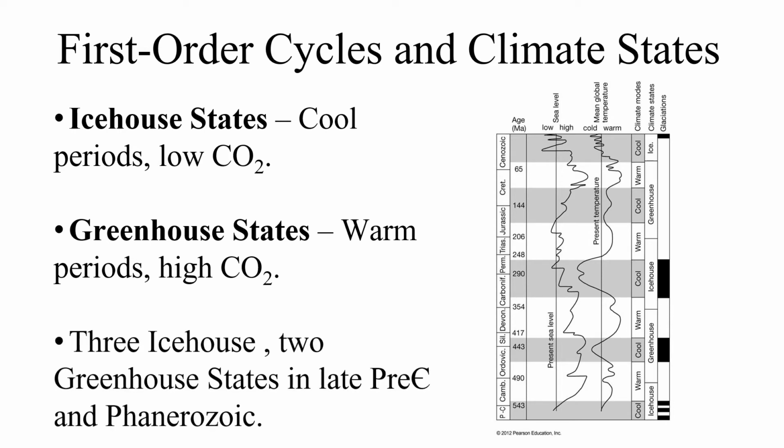So in the latest part of the Precambrian, going through the Phanerozoic, for example, we have 3 icehouse states and 2 greenhouse states. Our icehouse states are going to be in the very end of the Precambrian, going into the Cambrian. We have another one in the Carboniferous throughout the Permo-Triassic. Again, this is a time of lowering sea levels and some glacial advancements. And then we start, of course, seeing one in the Cenozoic.